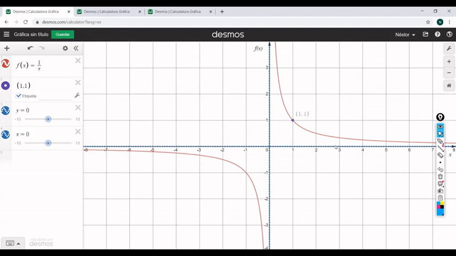This horizontal line is y equals 0. Okay, as you can see here, y equals 0. It's this horizontal line. And this vertical line is x equals 0. Okay, so I claim that this horizontal line and this vertical line, or these lines in general, are asymptotes to this function f of x equals 1 over x. Why?